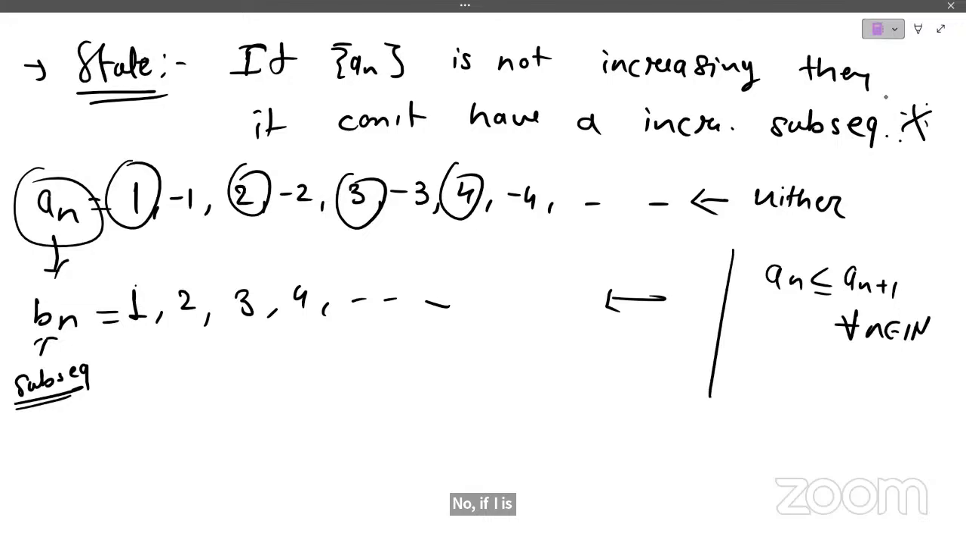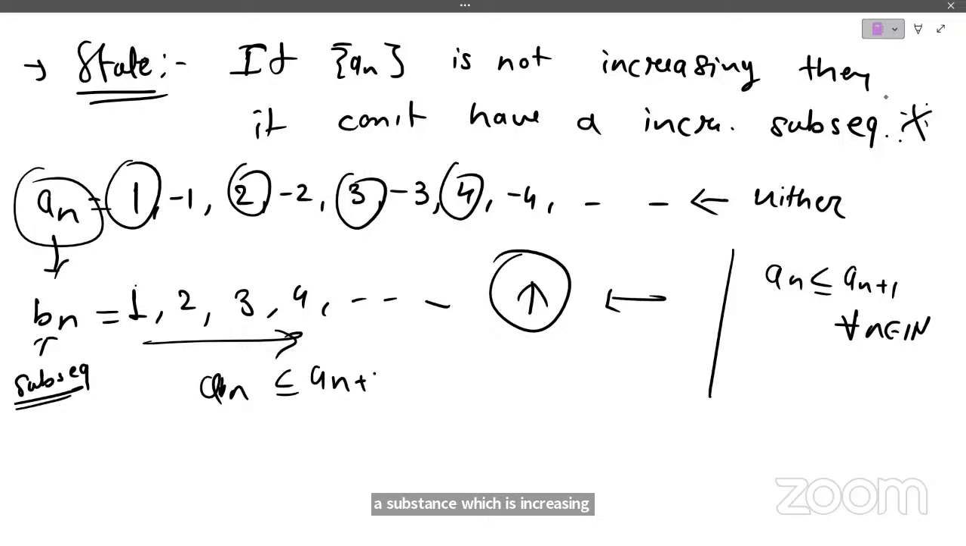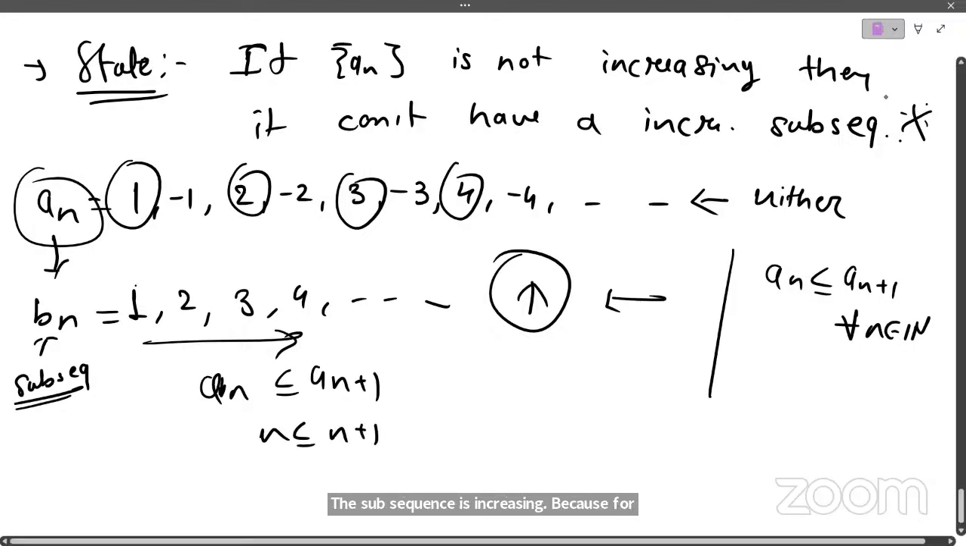So now I get your doubt. But this statement is false. You got it right. This is a counter example. We get a sequence which is neither increasing nor decreasing, but it has a subsequence which is increasing. This subsequence is increasing, correct? Because for every n, an is less than or equal to an plus 1, since n is less than or equal to n plus 1. Because this bn is nothing but n, correct?